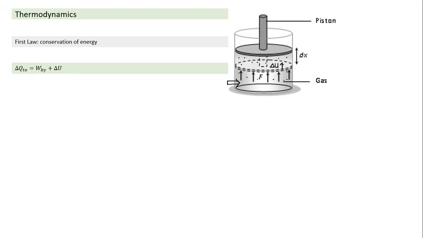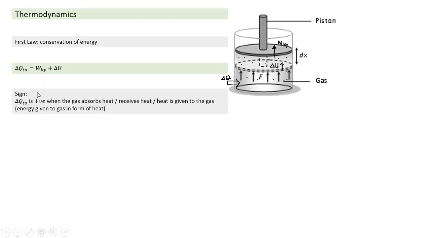So basically, heat delta Q is given. It can result in an increase in internal energy, and it can also do work on the surroundings, work done by the gas on the surroundings. So it may have two forms. This is the equation: heat given to the gas is equal to work done by the gas plus change in internal energy. And I'll come to the sign convention also.